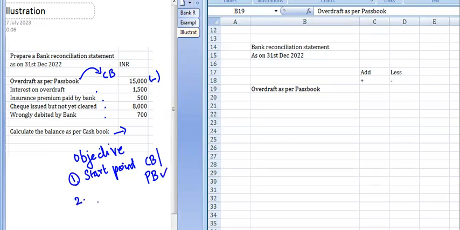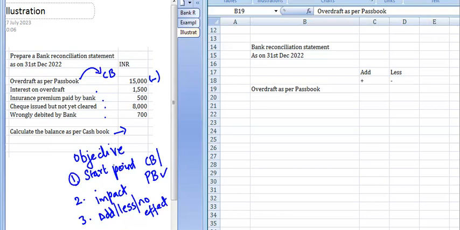The next step is we need to understand, in order to arrive at the cash book balance, whether the particular transaction, which will be there in the cash book or will not be there, will have an impact or not. So we need to assess the impact of the particular transaction, and depending on that, we need to decide whether we need to add, less, or no effect.